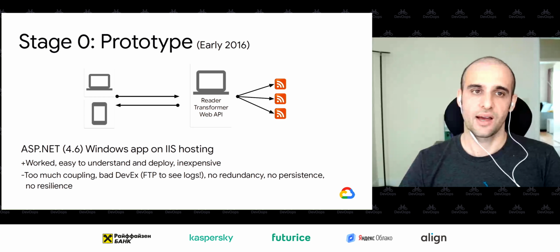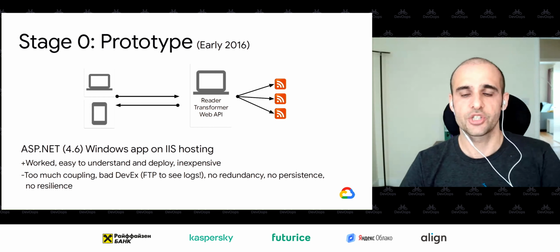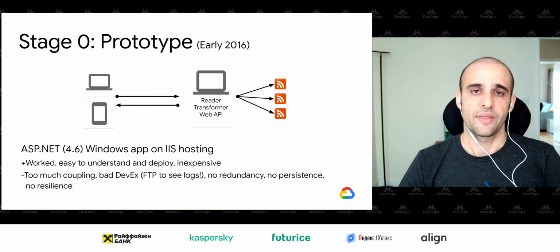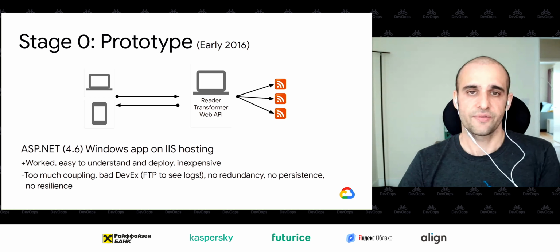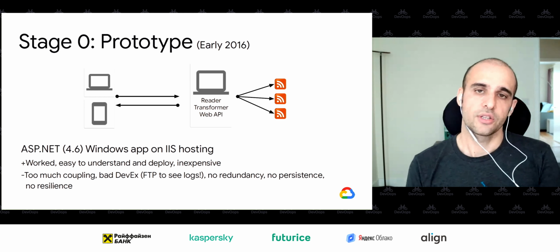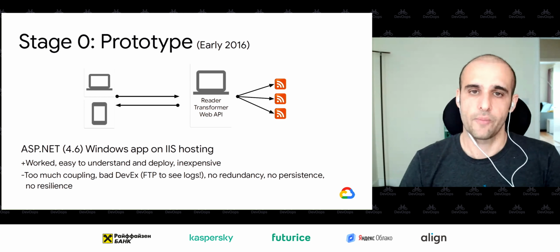These three services are the reader, transformer, and web API. The reader would go and fetch the RSS feeds from various sources that we defined. Then the reader would get these feeds and pass them to a transformer. The job of the transformer was to get these feeds and put them in a common format.